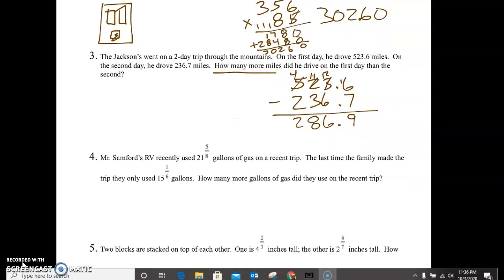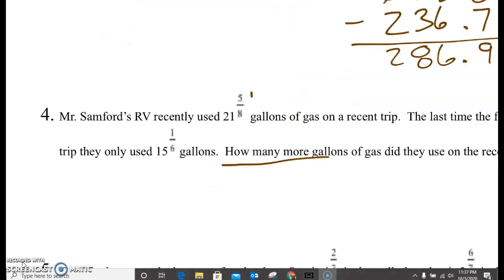Number 4, Mr. Sanford's RV recently used 21 5/8 gallons of gas on a recent trip. The last time the family made the trip, they only used 15 1/6. So how many more gallons of gas? How many more? So those are your keywords there, keywords to tell you that it's subtraction. So how many more gallons of gas did they use on the recent trip? So we are subtracting. Let's go ahead and focus just on the fractional part first. We have a 1/6 and 5/8. So we need to get those to the same denominator.